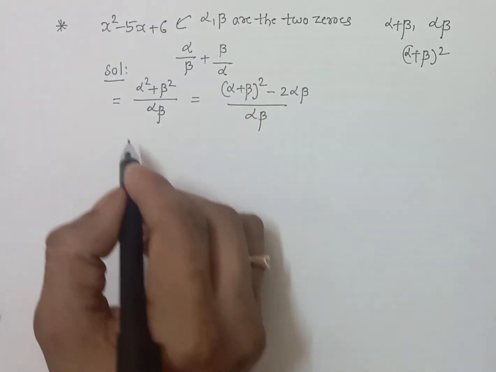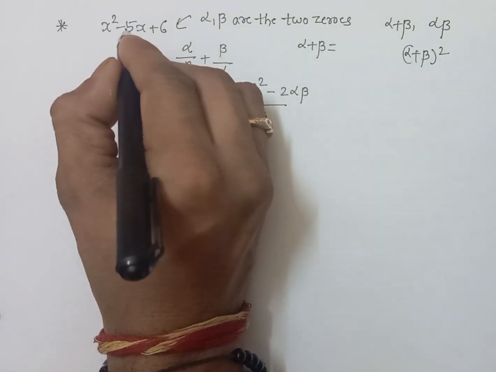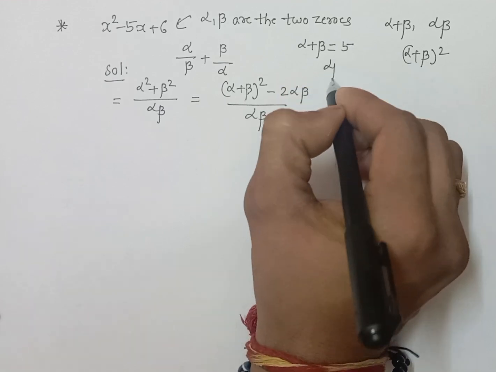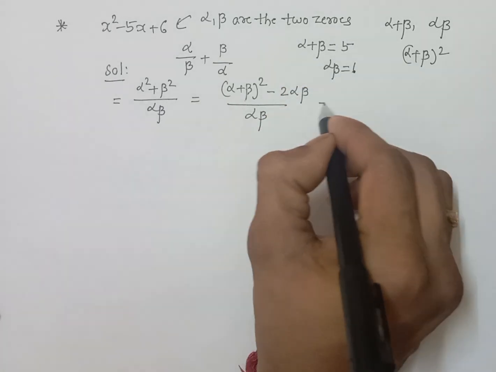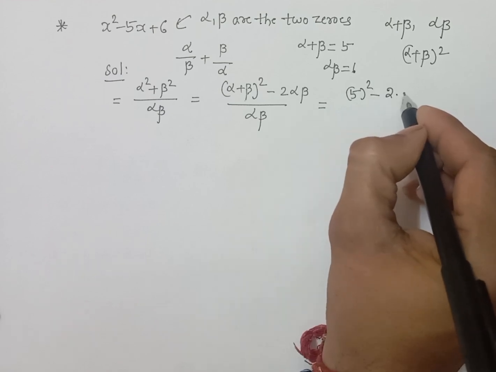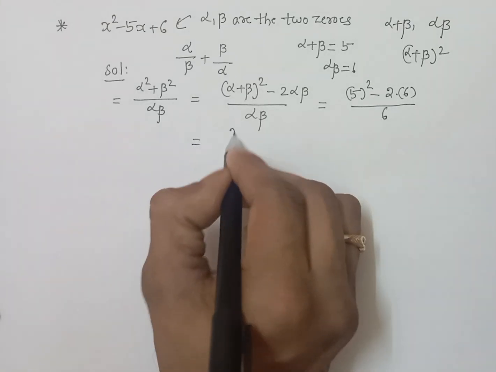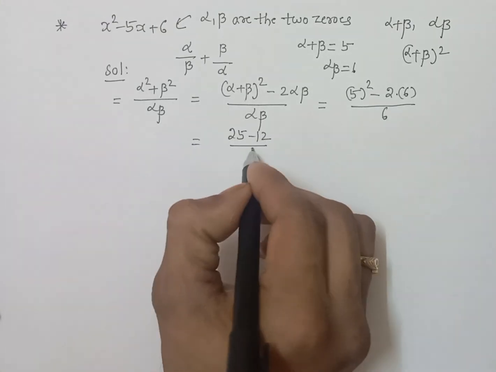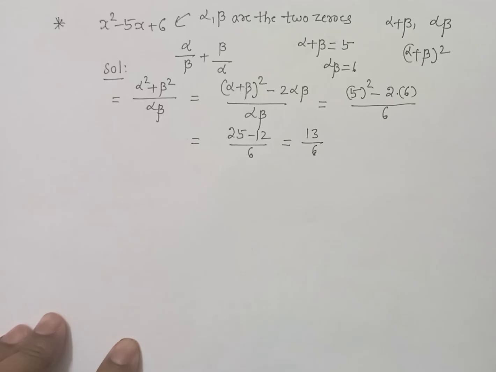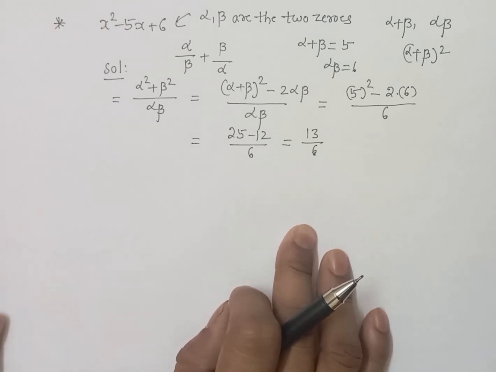Now take the values here. What is the alpha plus beta value? Minus b by a. Minus b means minus of minus 5, that is 5 by 1, we get 5. Alpha into beta is equal to 6. Let us substitute the values: 5 square minus 2 into 6, divided by 6. 25 minus 12 divided by 6, we get 13 by 6. You can stop here, otherwise you can do simplification also. You'll get it in fraction form. As per the answer, you can move on.